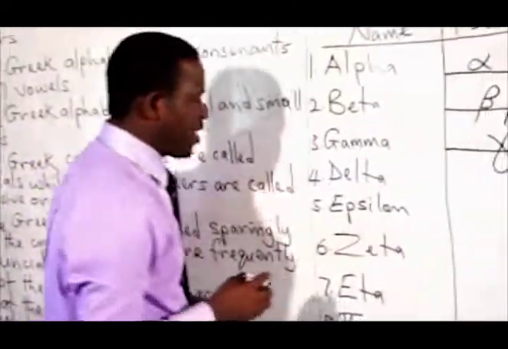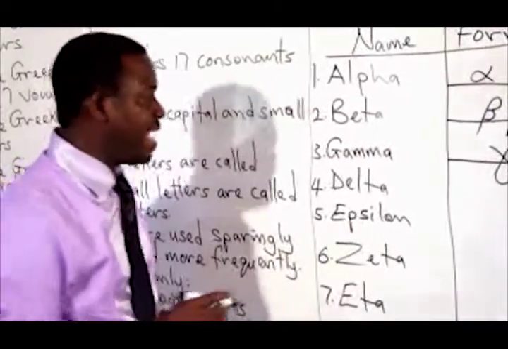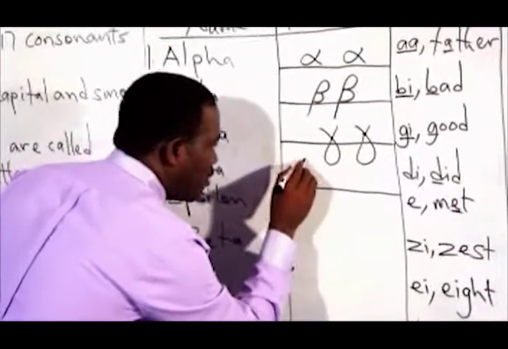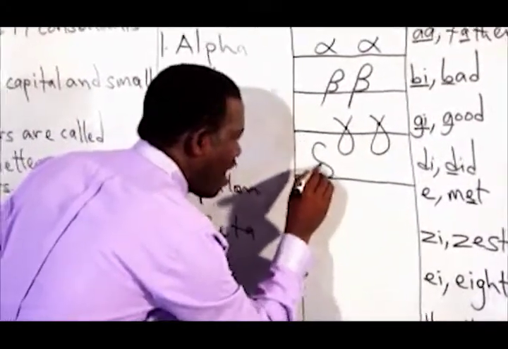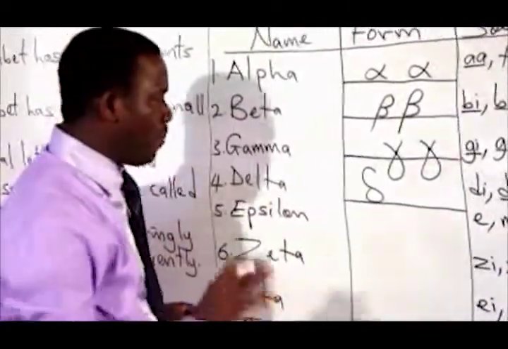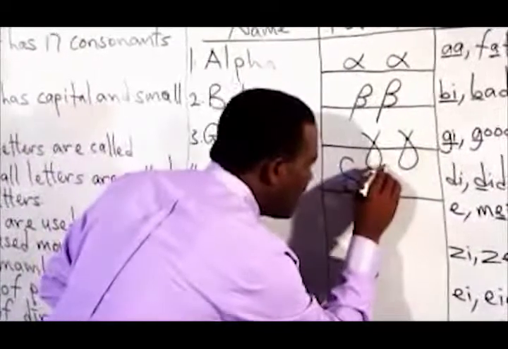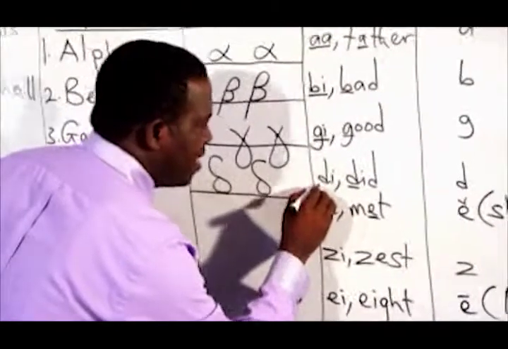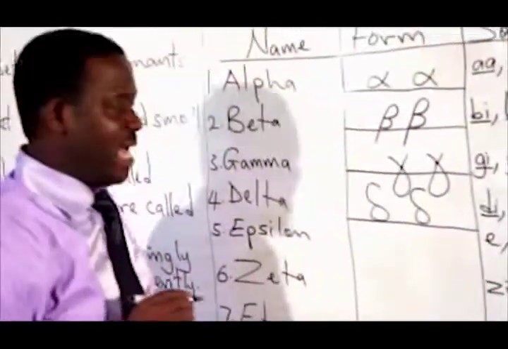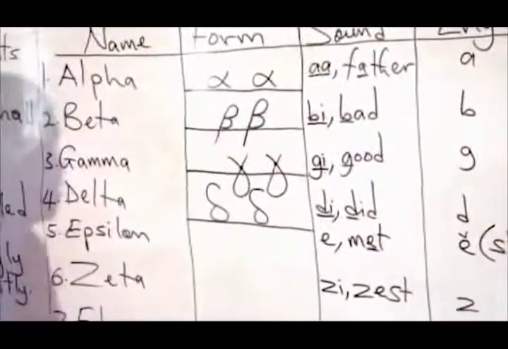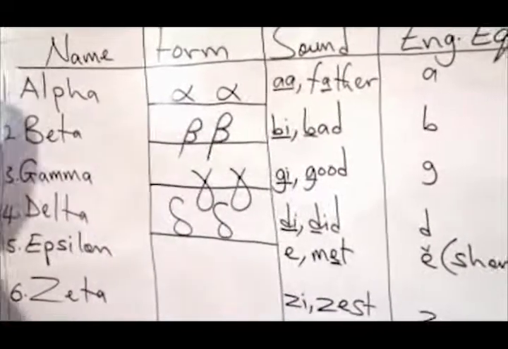Number 4 is called delta. Delta, this is how to write delta, your line again. Delta, you start delta from the end, and you turn it, and delta must be above the line, no part of the delta comes below the line. Take it again, delta. And delta sounds as D, just as we pronounce the D in D, and it's equivalent to our English D.